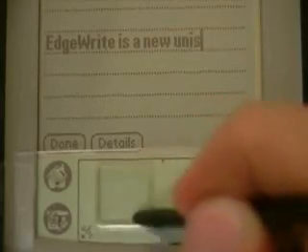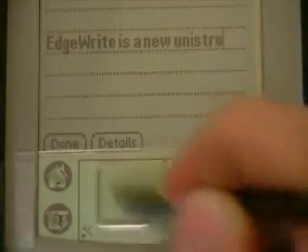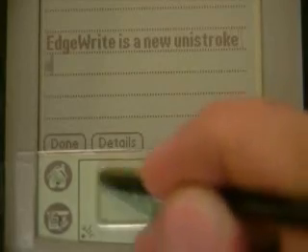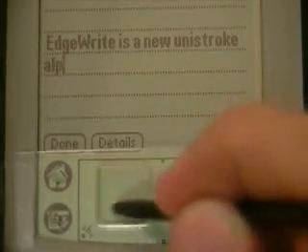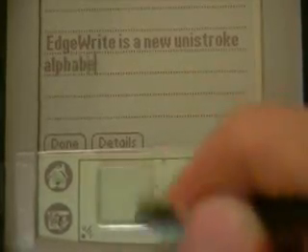In a study of novice users who had never written in graffiti or EdgeWrite, EdgeWrite was 18% more accurate during text entry, with no significant difference in speed or learnability.